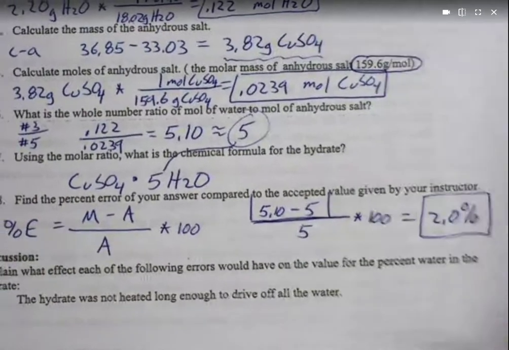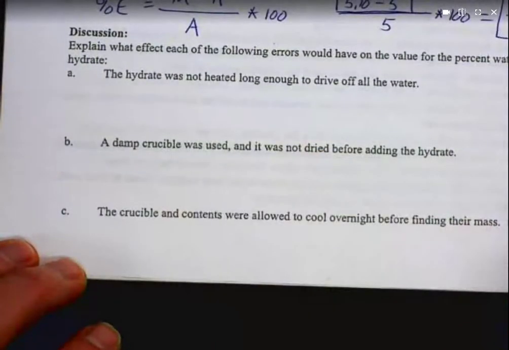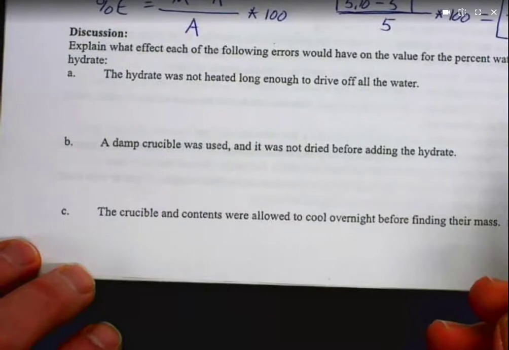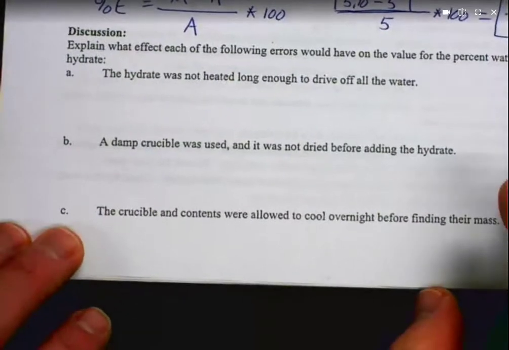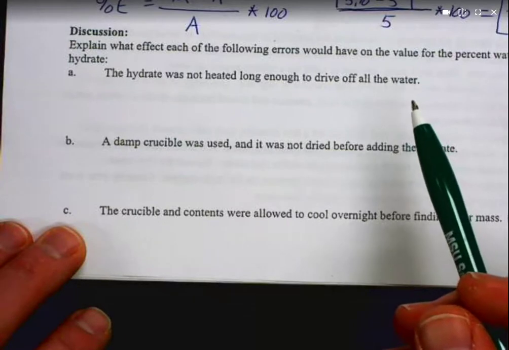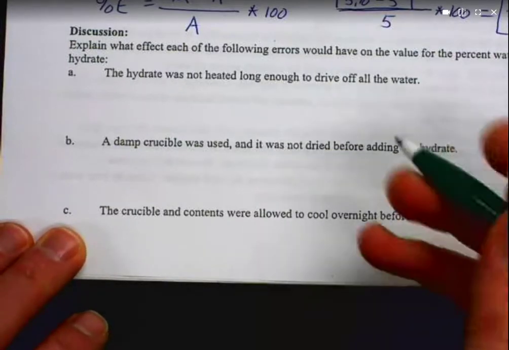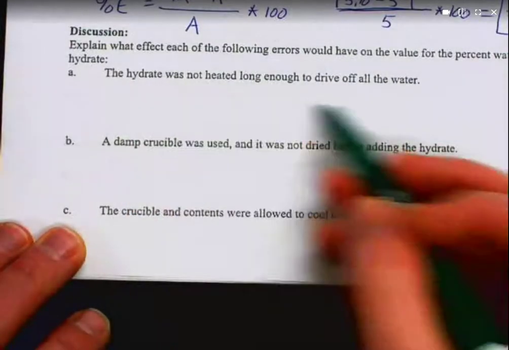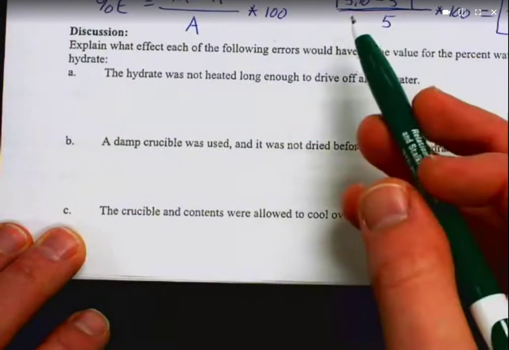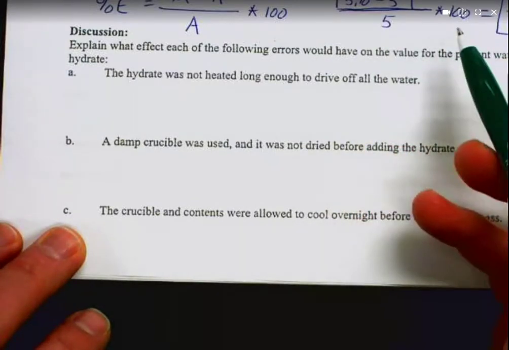But we'll see what happens here, because in the bottom part, they're going to give us some ways that this thing can be messed up, and you're supposed to figure out what happens. Now, don't just say, well, if you mess it up, then your answer will be off. Well, duh. That's not super helpful. What we want is, will this error cause my answer to be bigger than 5 or smaller than 5? Is it going to make it bigger than it's supposed to be or smaller?